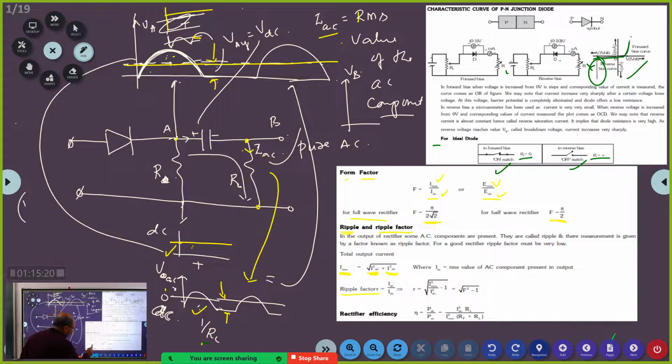Now, ripple factor is defined as what? Ripple factor is the ratio of the RMS component of the output to the DC component of the output. IAC upon IDC.